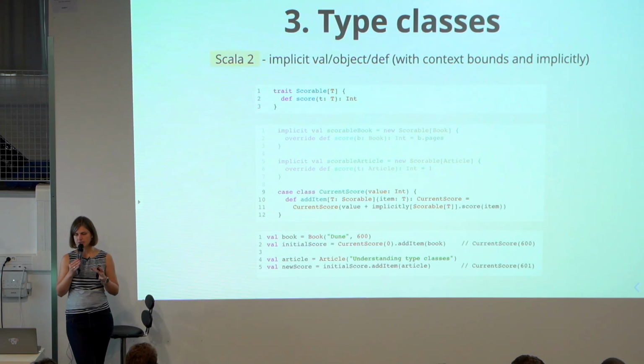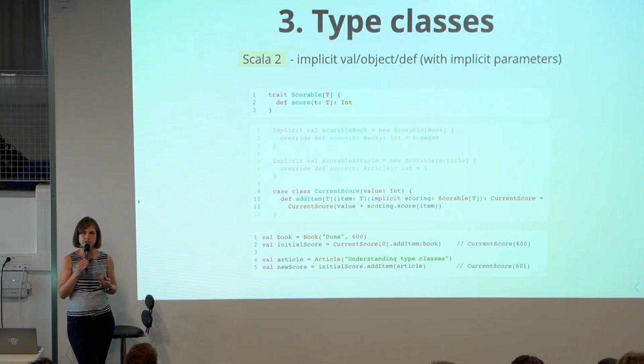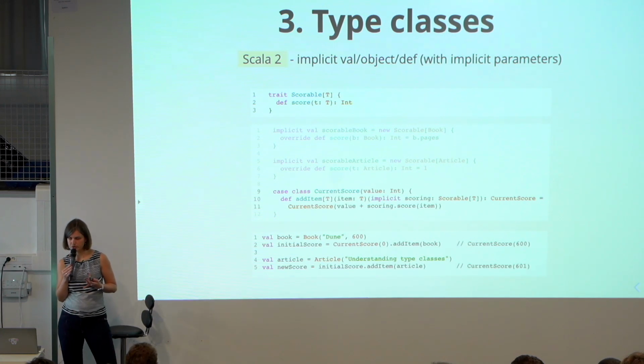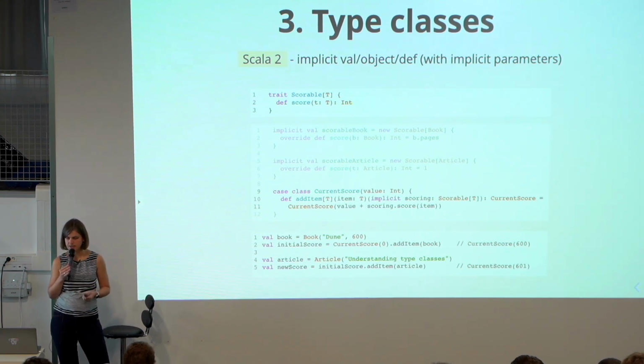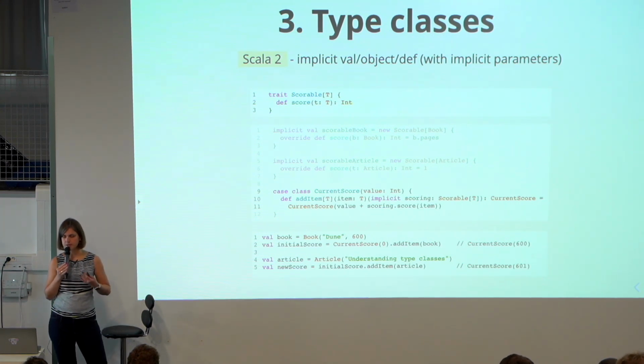And if you don't like this implicitly[Scorable], there's also another way to write it. You can have another parameter list. It may be something you prefer. There's an implicit parameter list where you have this scoring parameter named so that you can use it here in scoring.score. It's just a named parameter. So that may be something you prefer. So that's how you do it in Scala 2. And that's why you may need type classes at all.